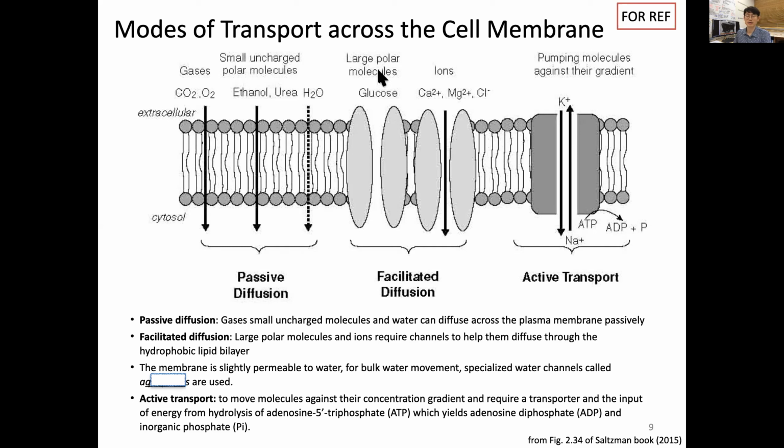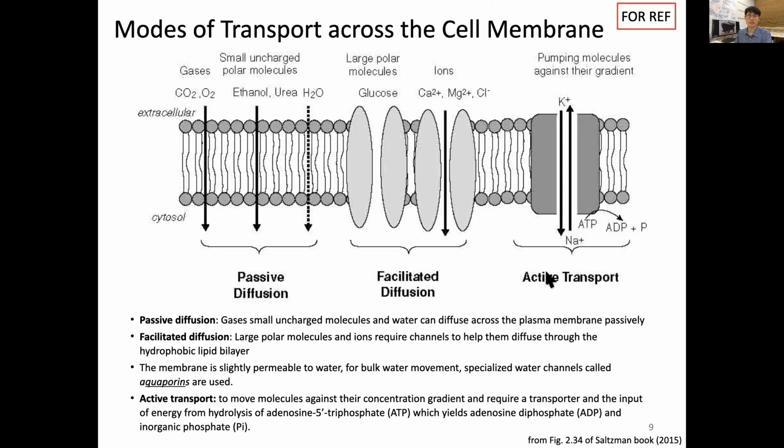While a little larger polar molecules such as glucose and ions, which are charged particles such as calcium or magnesium or chloride ion, require specialized channels, and that we call facilitated diffusion, because still this will go along a favorable concentration gradient. So the membrane is slightly permeable to water, but for bulk water movement, this is very important, a specialized water channel is needed. Aquaporins are used, aqua meaning water.